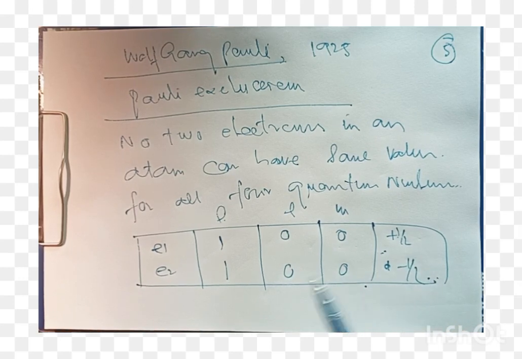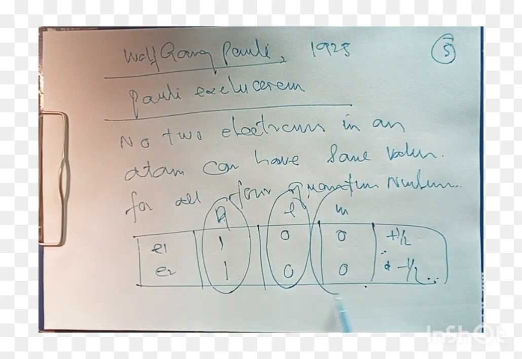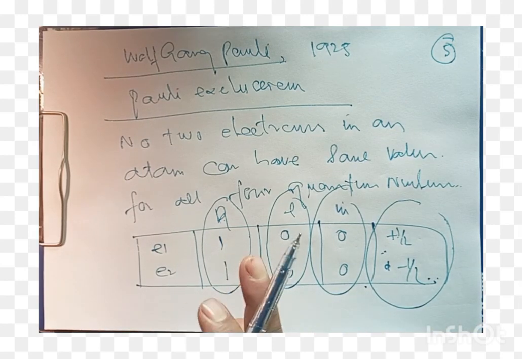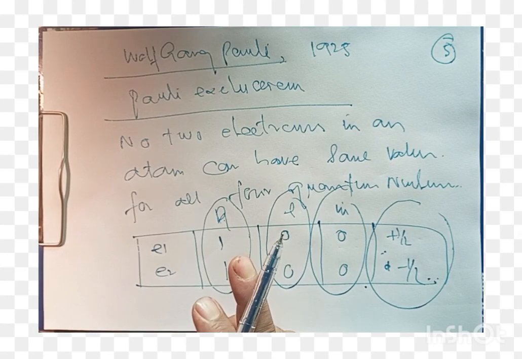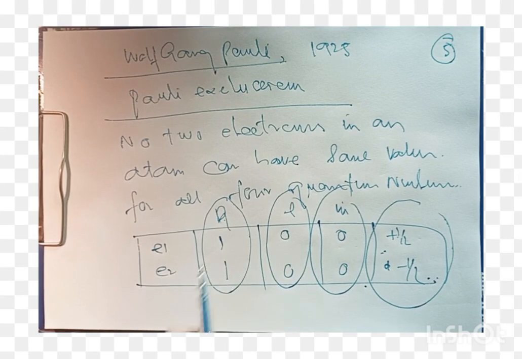Thus two electrons have the same value of n, the same value of l, and the same value of m, but they cannot have the same value of spin. So two electrons cannot have the same set of quantum numbers in the given shell. The two electrons can differ in their spins because their spins are in opposite directions.